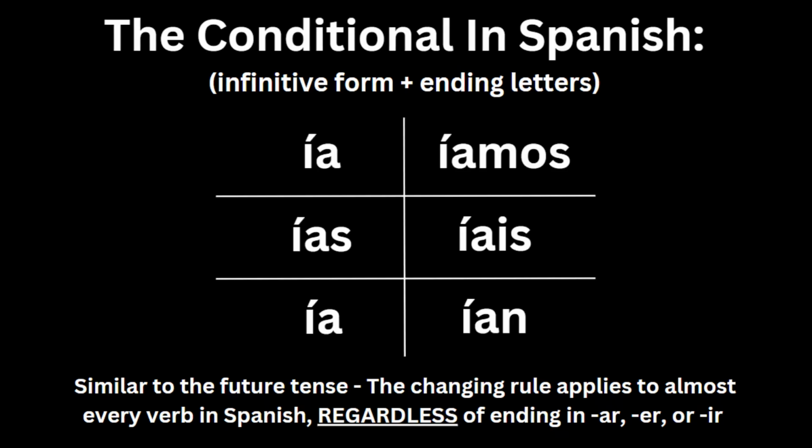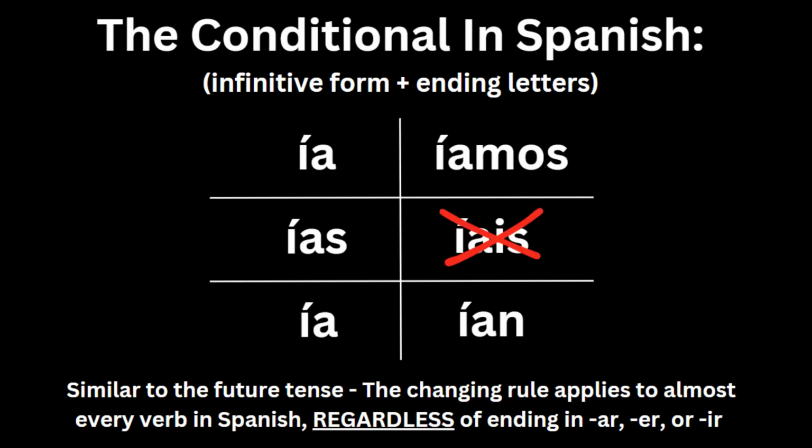For the yo pronoun, you keep the form of the verb and put the ending ía with an accent so that when you say the word, the emphasis is put on that accent. For tú, you put ías with an accent. For él, you put ía with an accent. For nosotros, you put íamos. For vosotros, you put íais. And for ellos, you put ían. With the conditional tense in Spanish, I recommend focusing on all pronouns except vosotros because using any verb in the conditional tense is very useful.